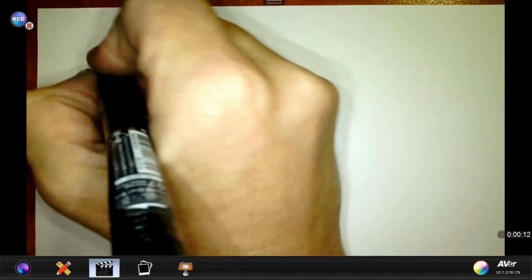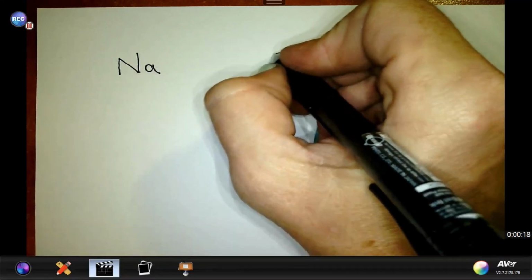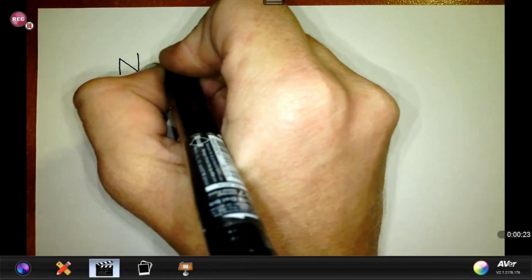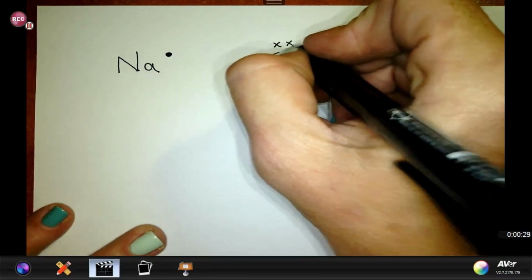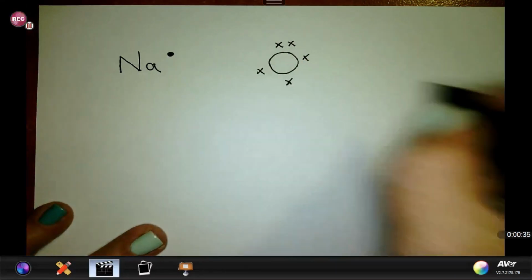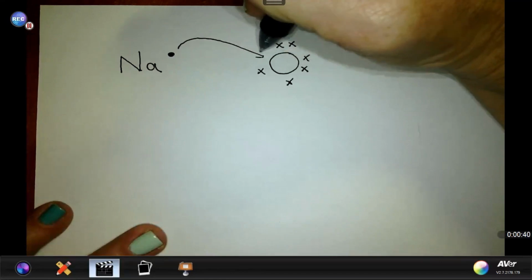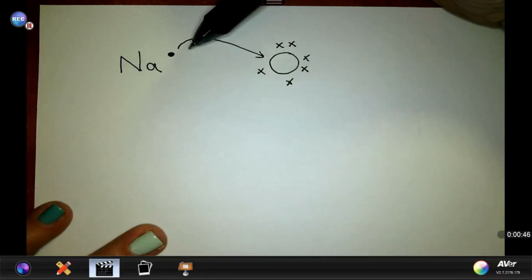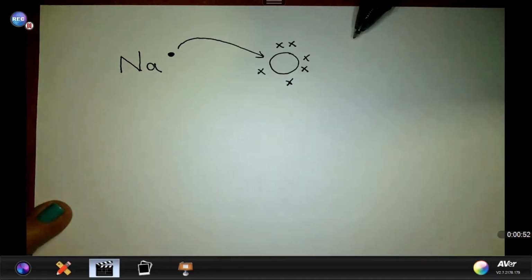But let's now see how sodium, Na, would bond with oxygen. Sodium is in group 1. It has 1 valence electron. Oxygen is in group 16, Roman numeral 6, and it has 6 valence electrons. So sodium now transfers that one electron to oxygen. Sodium does not have another electron to transfer, but oxygen in this situation does not have 8 electrons.